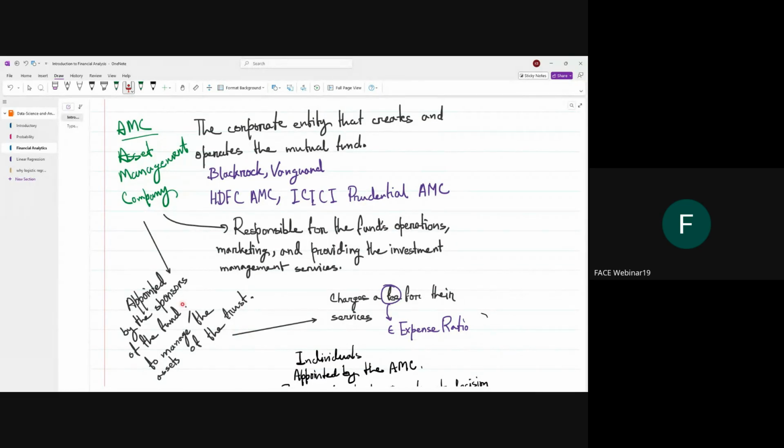This AMC charges us a fee, and from that fee they do their marketing. They hire staff, and they make decisions, or they pay for their infra, and so on. This fee that has been charged by the AMC is called the expense ratio. This is another key term. So till now we have learned two key terms, one of which is AMC.